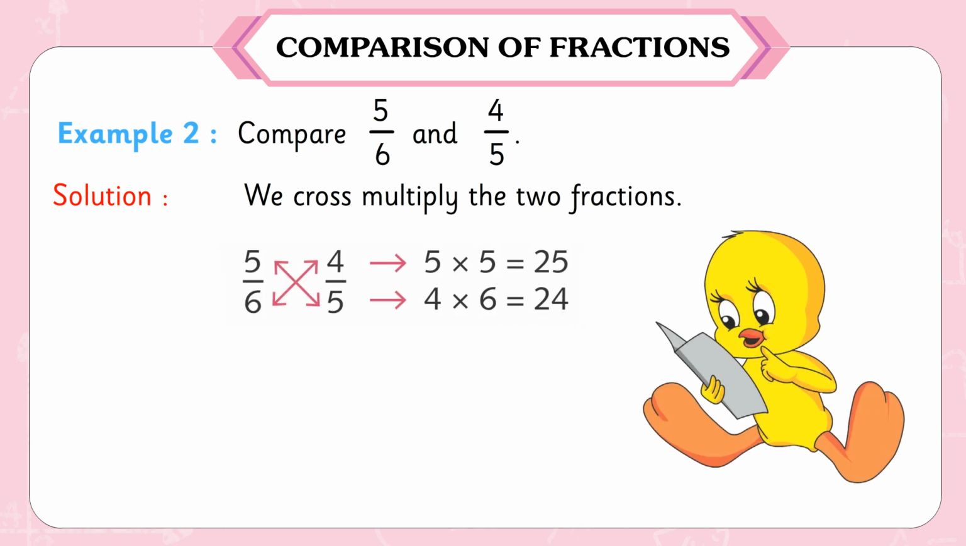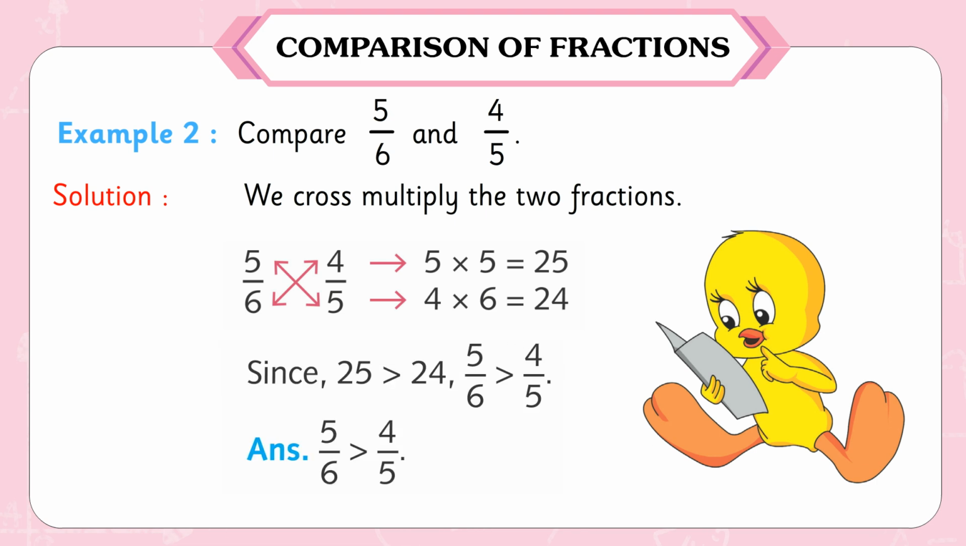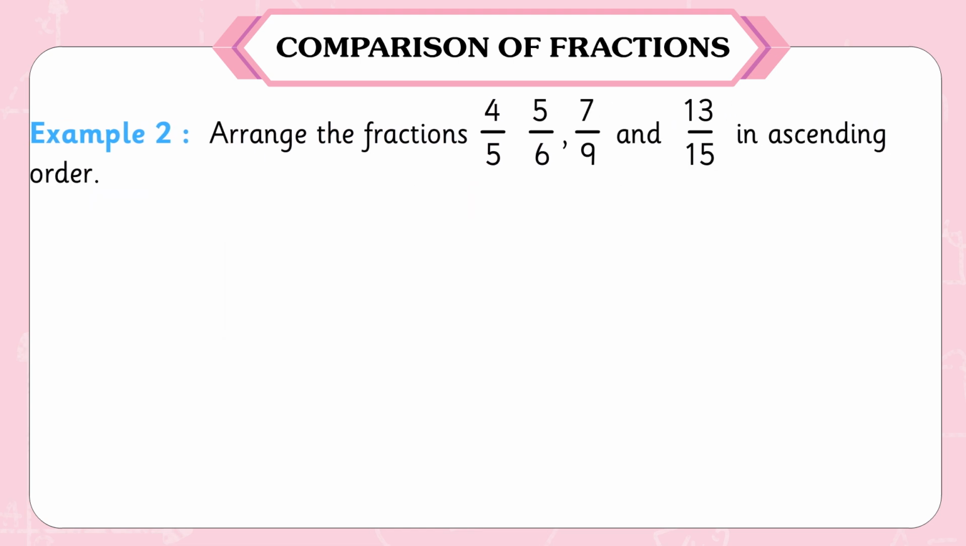5 by 6, 4 by 5. 5 into 5 is equal to 25. 4 into 6 is equal to 24. Since 25 is greater than 24, 5 by 6 is greater than 4 by 5. Answer: 5 by 6 is greater than 4 by 5.